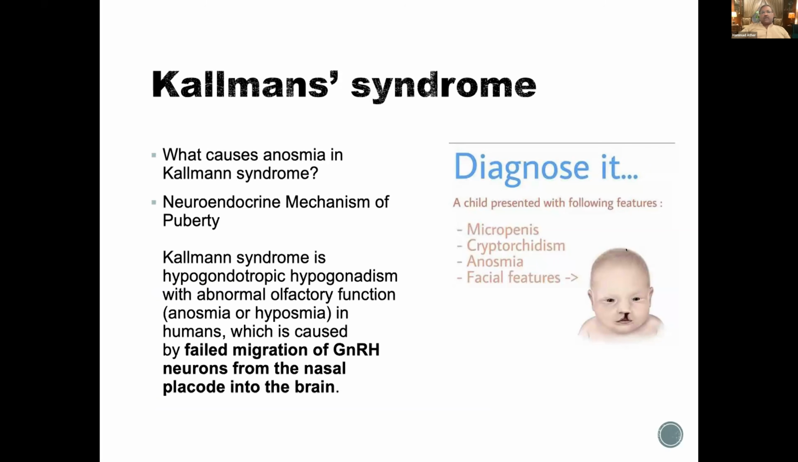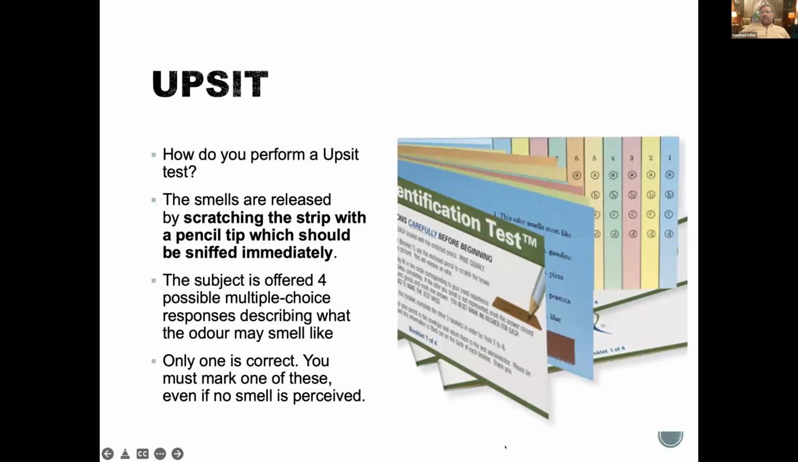And the UPSIT, the University of Pennsylvania Smell Identification Test, is a pretty straightforward test. It is done on a kit in which you scratch a covered area and report on what you smell. There are 4 options, and this test will tell you if there is partial or complete anosmia, which is diagnostic of Kallmann syndrome.